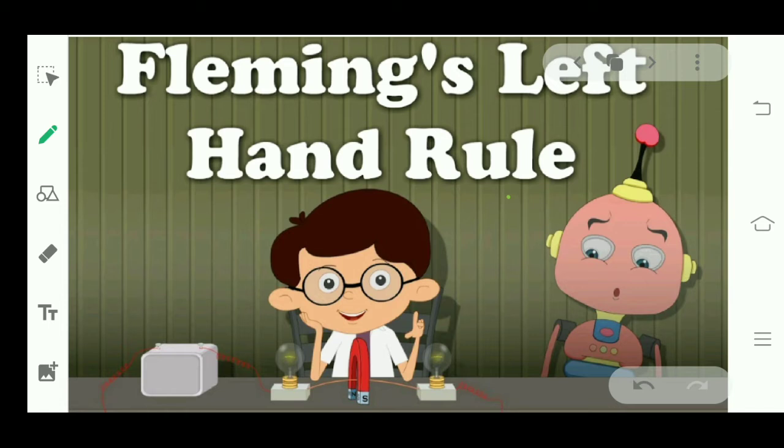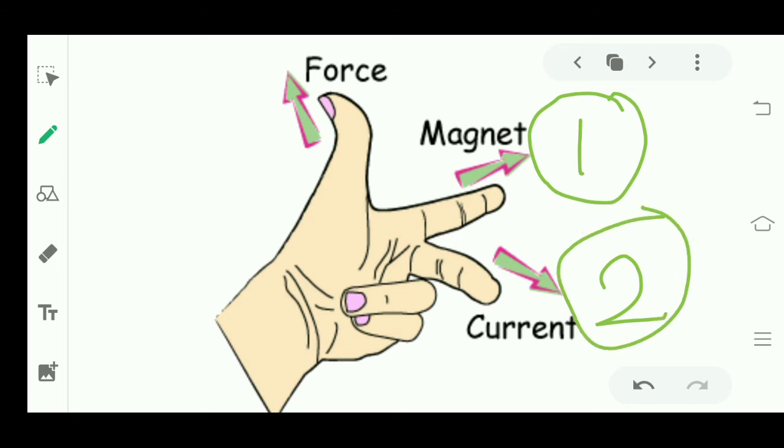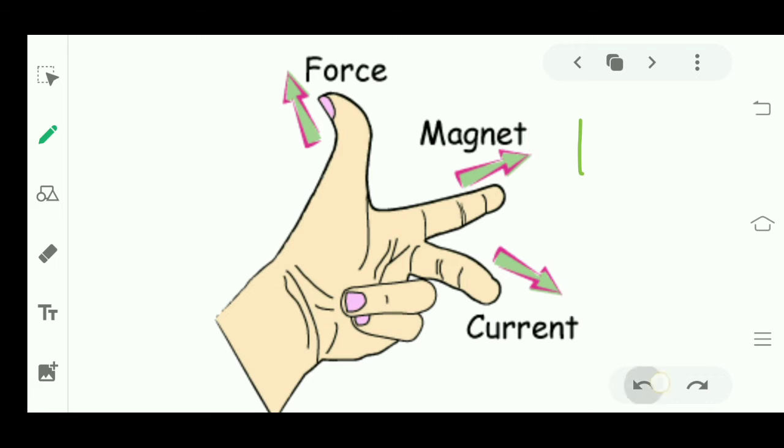By Fleming's left hand rule. Now let's see what it is. If you take your left hand and keep your first finger in the direction of the magnetic field and the second finger in the direction of current, then your thumb will show the direction of force. This is Fleming's left hand rule, that it is done with your left hand, right?